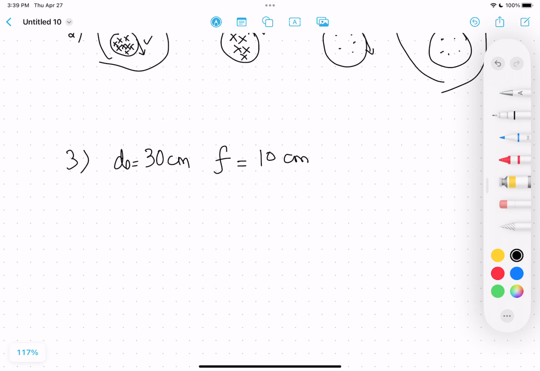For a converging lens, do you have a positive or a negative focal length? Negative. Other one, positive, right? Diverging lenses will create virtual images, and convex mirrors will create virtual images, so those will have negative focal lengths. So this is going to be a positive focal length of 10 centimeters. Now, if they're asking for magnification, remember the equation for magnification is negative di over do, the negative of the image distance divided by the object distance.